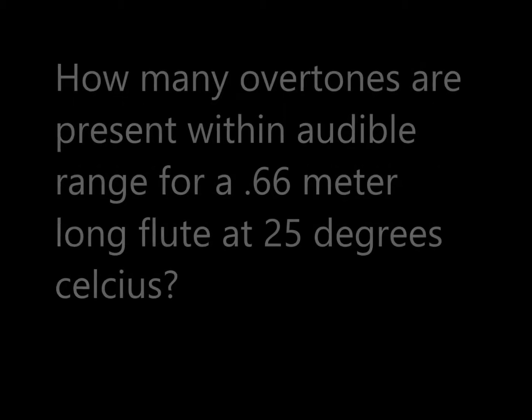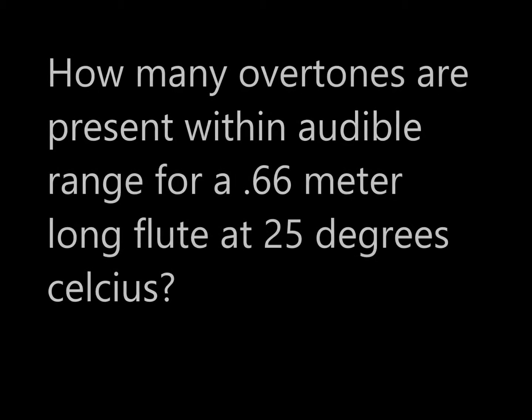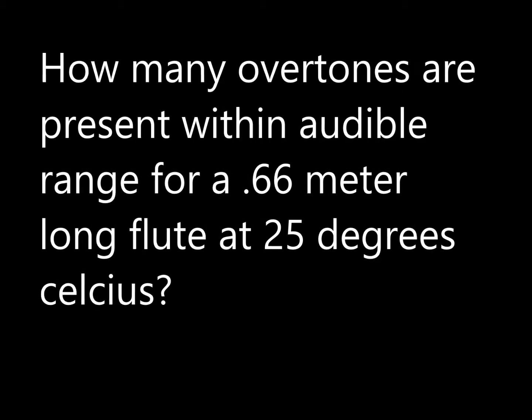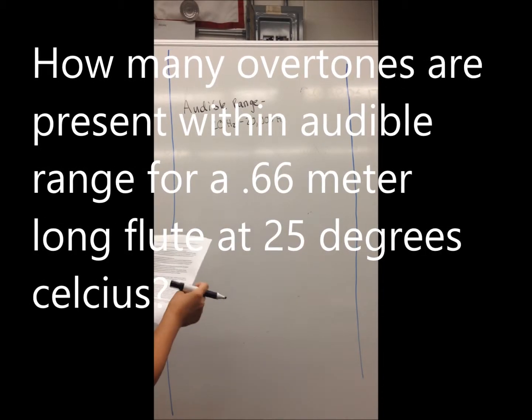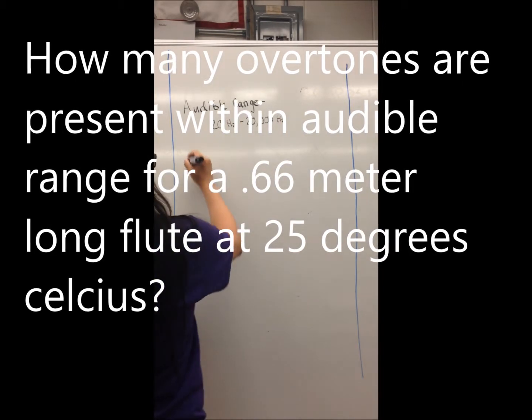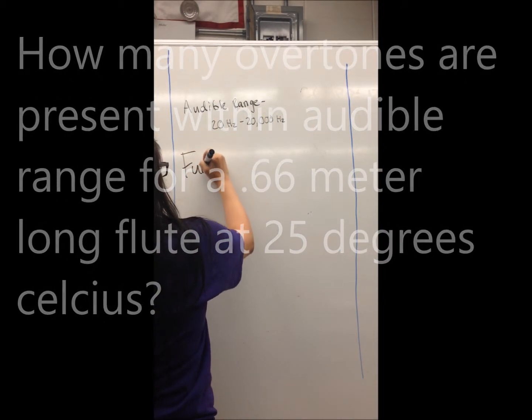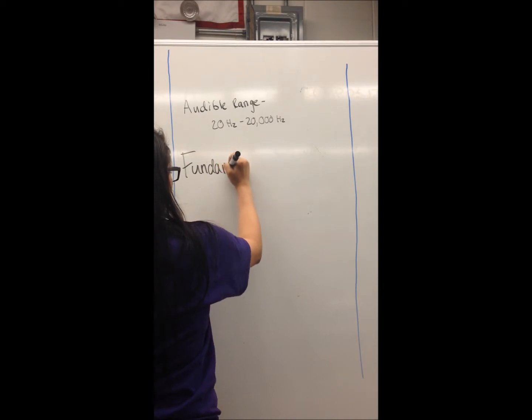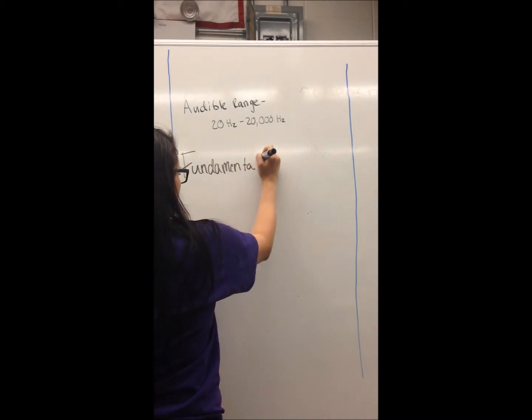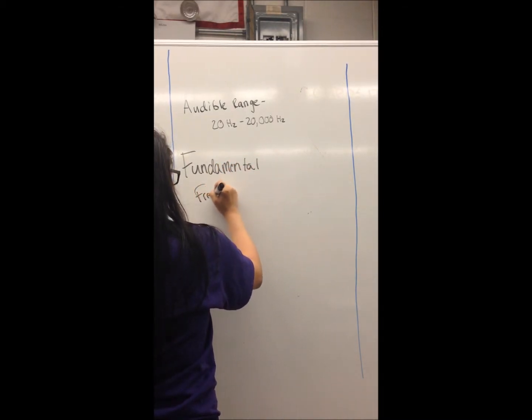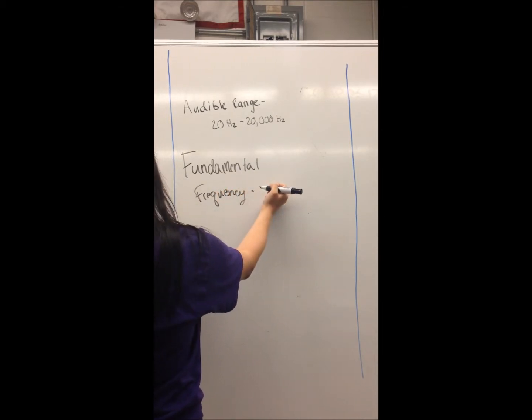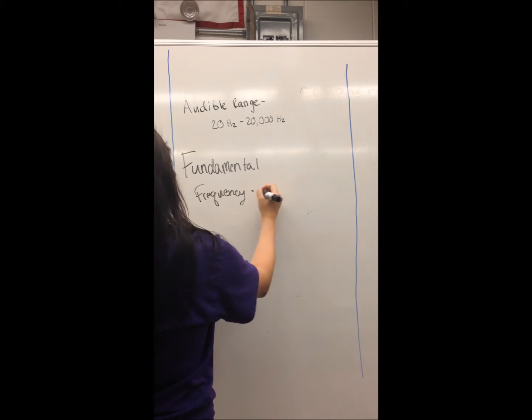This question is addressing overtones on a flute. To solve this problem, first we have to understand that audible range is from 20 Hz to about 20,000 Hz. From here, we're going to determine the number of overtones based on the fundamental frequency. We're going to solve for the fundamental frequency, and eventually we're going to divide the top audible range, 20,000 Hz, by the frequency that we get.